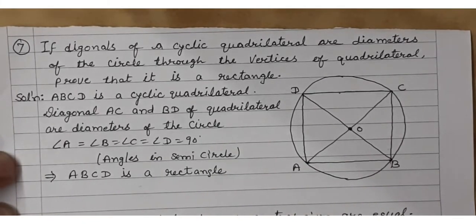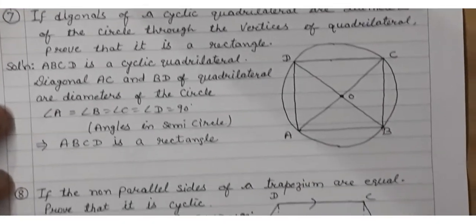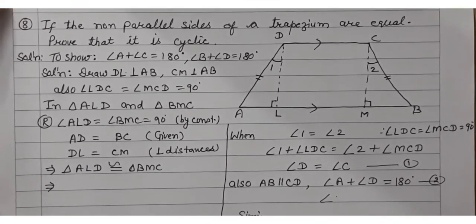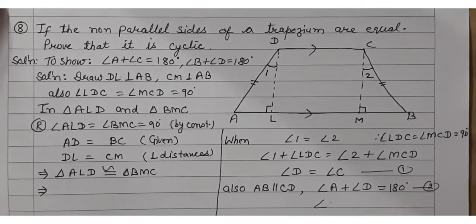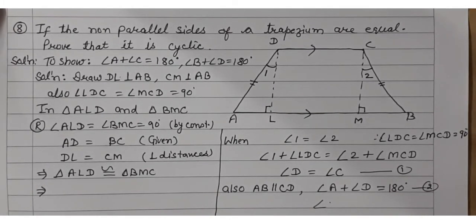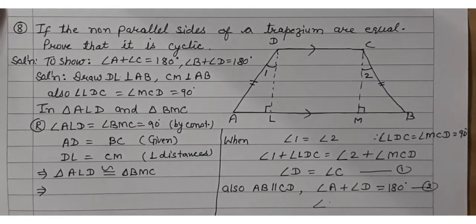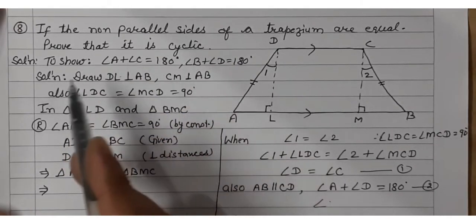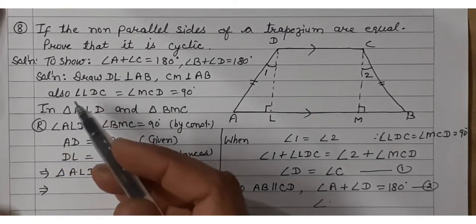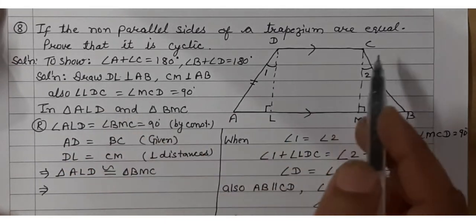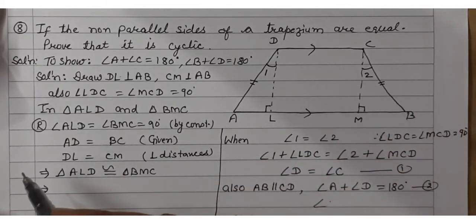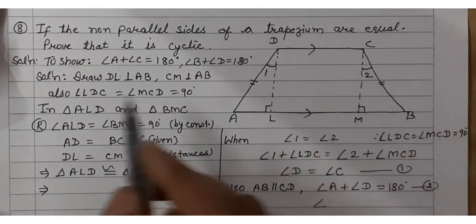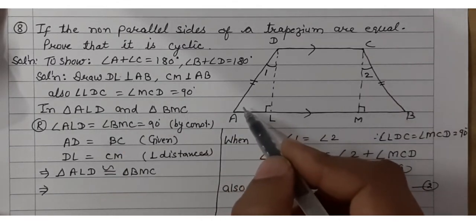Okay. Come on to the next question. Next question is, if the non-parallel sides of a trapezium are equal, then prove that it is cyclic. So what you have to show, this trapezium is cyclic. When, what is the condition? When non-parallel sides are equal. Okay, after that, how can you prove it is cyclic?